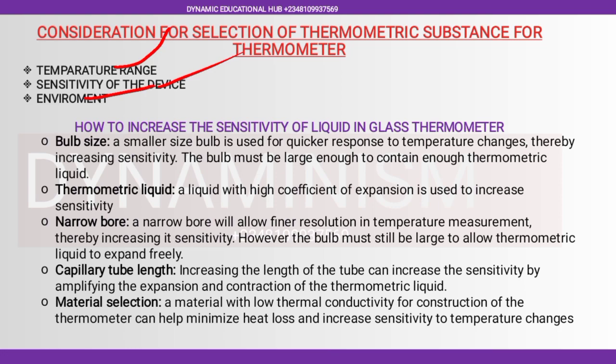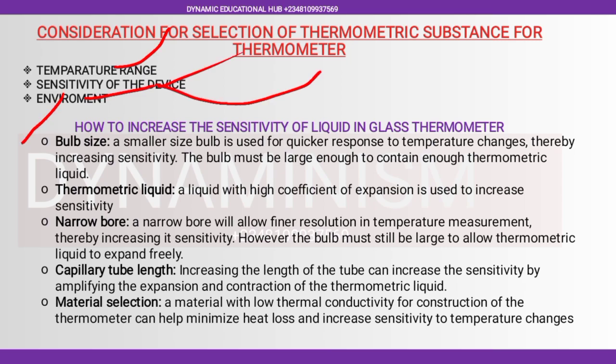Another thing is the sensitivity of the device. So you might want to have a substance that is what? That is very sensitive in your device. You might need to consider the sensitivity of that thermometric substance. Now the last one is the environment. Now the environment is so important.